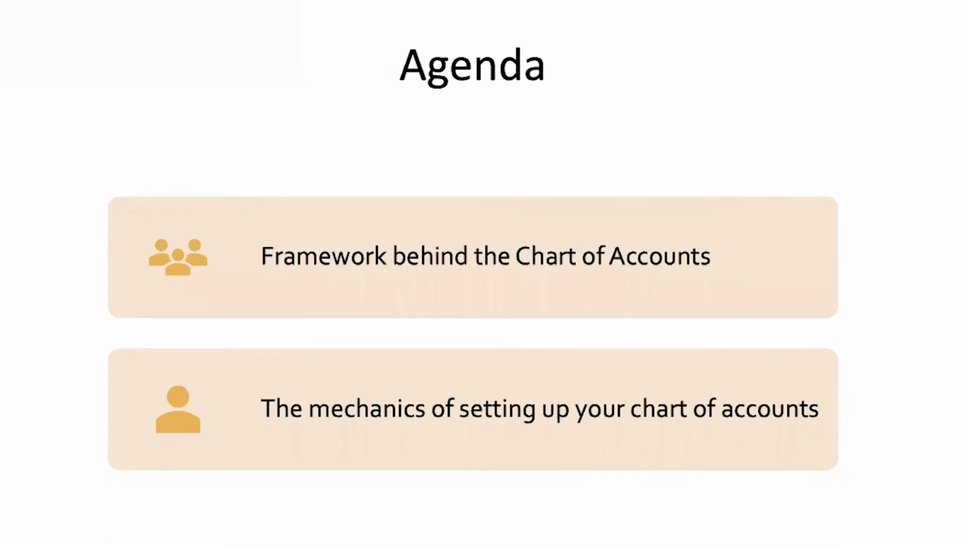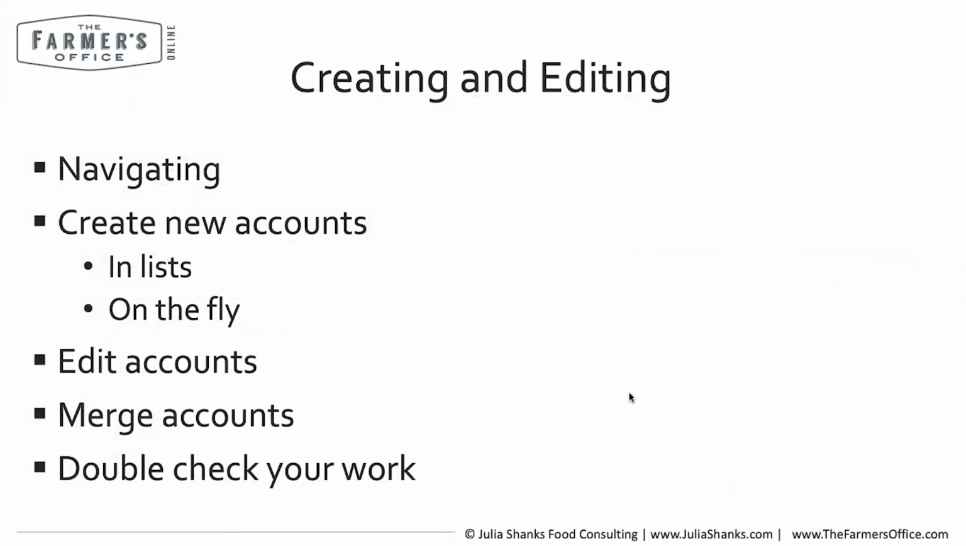In the last section, we talked about the framework behind the chart of accounts, the why we do what we do. And in this section, we're going to talk about the mechanics, the physical setting up of your chart of accounts using the things that I recommend in the first section. So we're going to go into an actual QuickBooks file. We're going to talk about how to navigate to find the chart of accounts. We're going to create new accounts. We'll talk about creating new accounts within the chart of accounts and also on the fly. We'll edit accounts, merge accounts, and we'll double check your work. So let's go into QuickBooks.